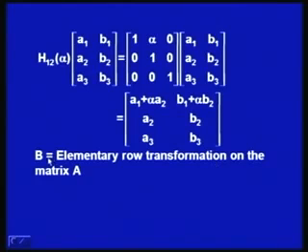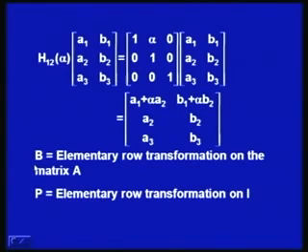Now, we say that B is the elementary row transformation on the matrix A. So, let us say we have a matrix A, we perform elementary row transformations on the matrix. Let us say after performing the transformation, what we get is the matrix B. Then if P is the elementary row operation on I, the same elementary row operation which you have applied on A, then B is equal to P into A. So, A is pre-multiplied by the matrix P and the result is the same.